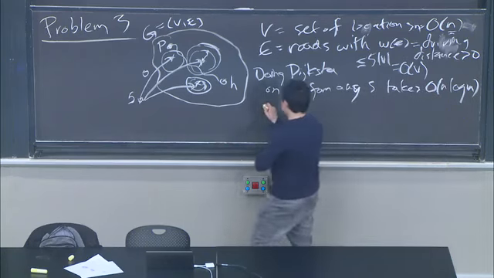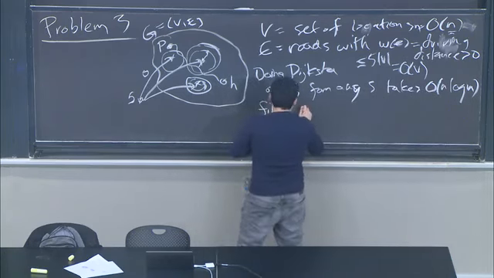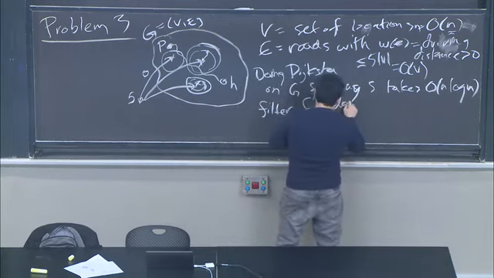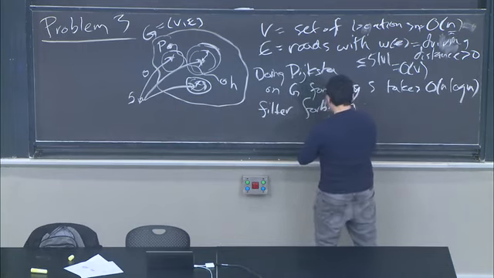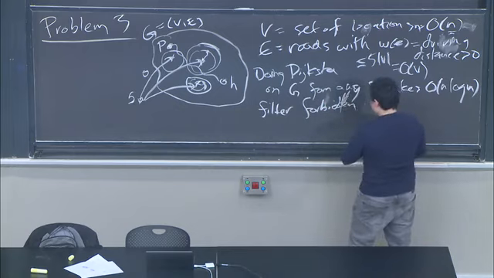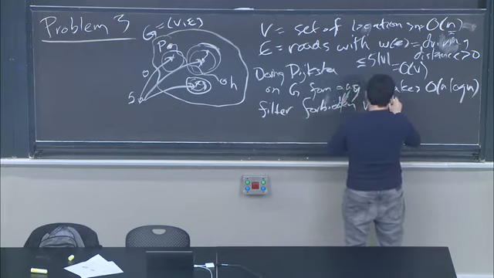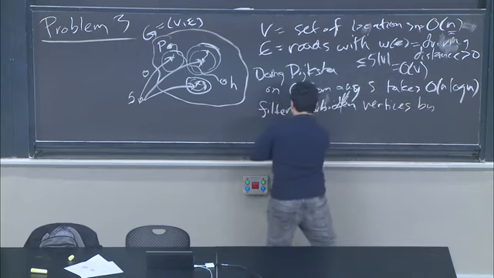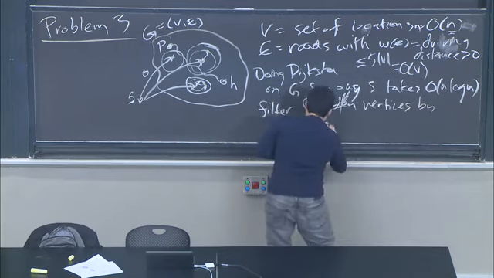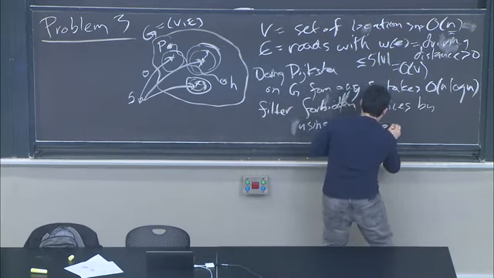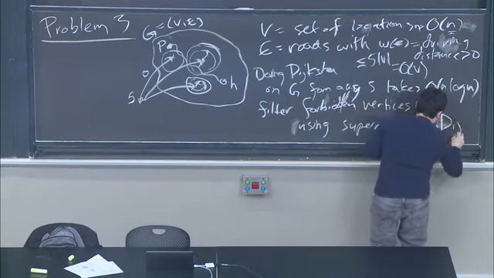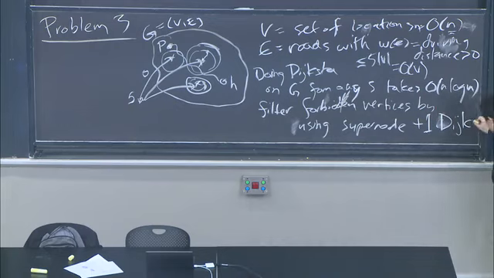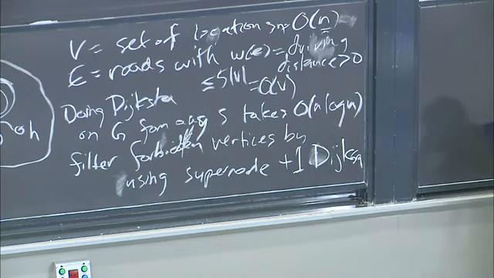So we filter forbidden vertices by using a supernode plus 1 run of Dijkstra. There's 2 D's in forbidden, or 3 D's, right? Those are the extra letters.